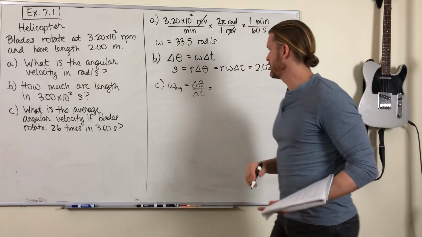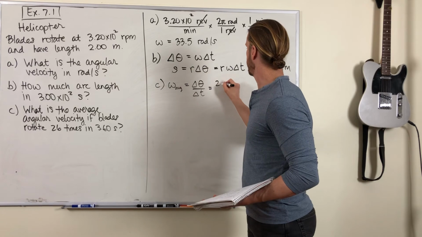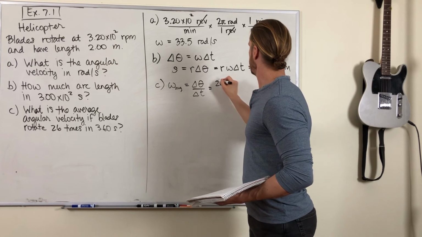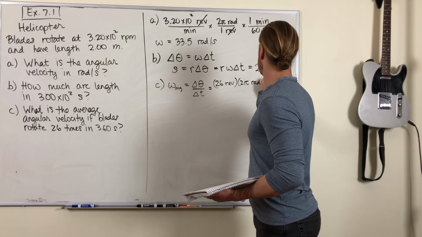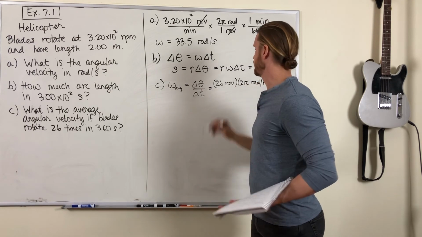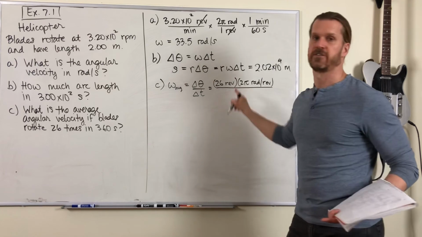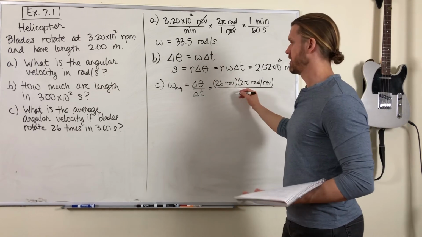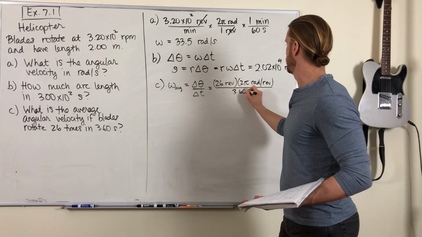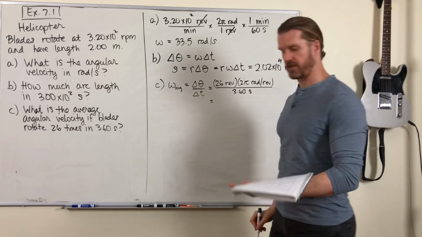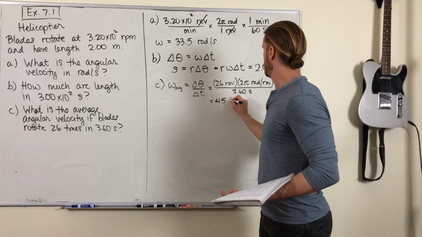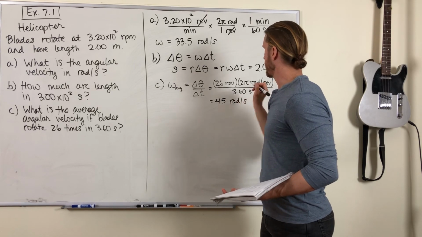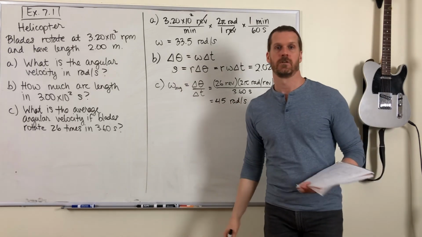And that change in angle, well, it's 26 revolutions times 2 pi radians per revolution. So I did a quick little unit conversion there. And the time was 3.6 seconds. And that's going to give you 45 radians per second, the average angular velocity.